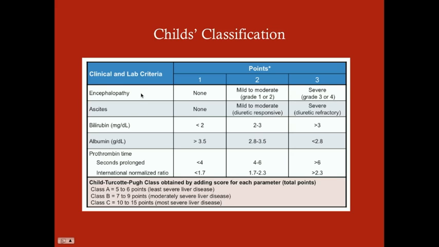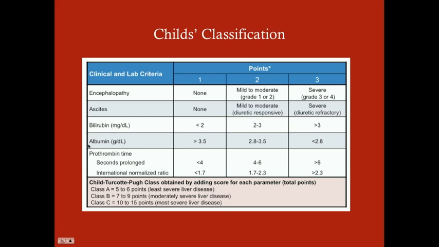So encephalopathy is graded based on the frequency of asterixis that the patient has. Remember the liver flap of the hand. It's also graded based on their awareness, on their consciousness, and so that can be graded as none, mild to moderate, or severe. Ascites, then bilirubin, albumin, and prothrombin time.